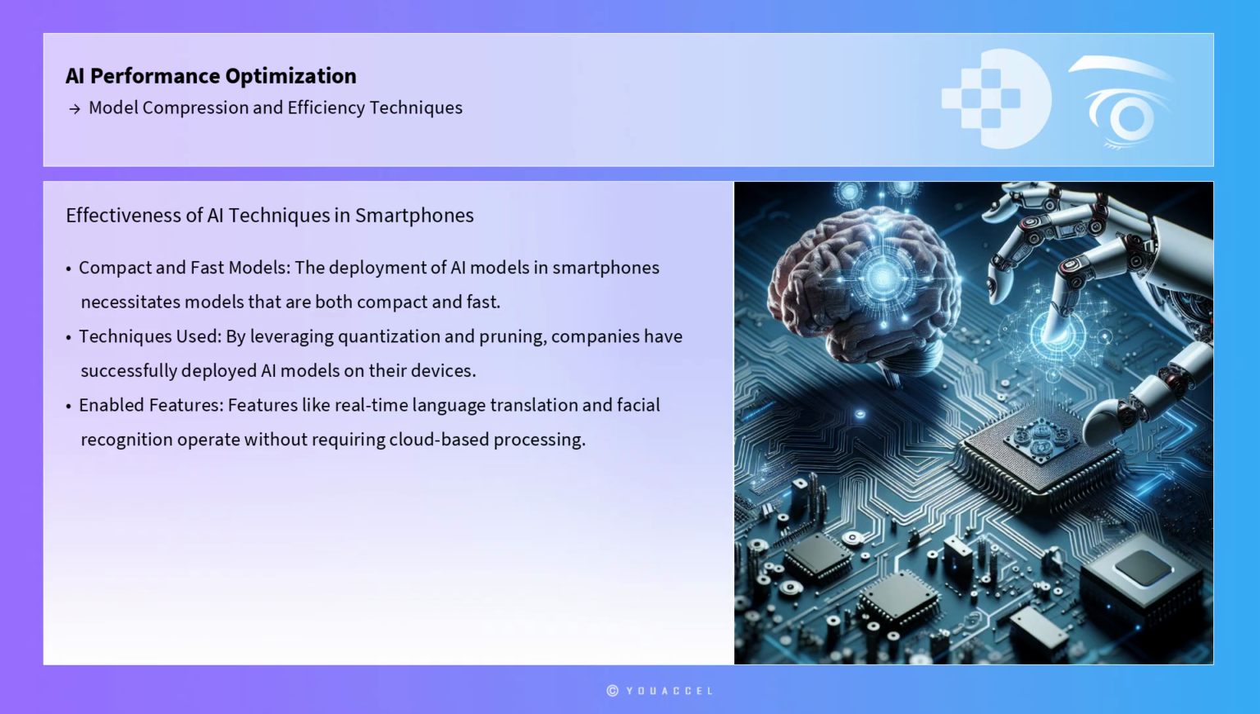For example, the deployment of AI models in smartphones for applications such as voice recognition and image processing necessitates models that are both compact and fast. By leveraging quantization and pruning, companies like Google and Apple have successfully deployed AI models on their devices, enabling features like real-time language translation and facial recognition without requiring cloud-based processing.